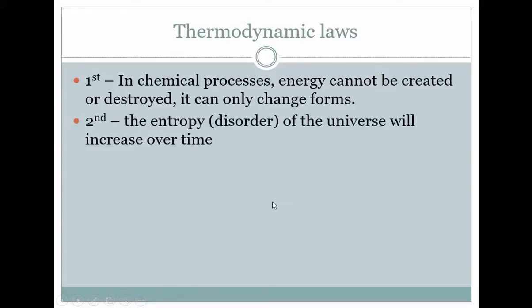And the second law of thermodynamics, in a nutshell, says that the entropy, which you can think of as the disorder of the universe, is going to be increasing over time. So the universe is getting steadily more chaotic and more disordered. Sort of like your room at home. Your room without your constant input will degenerate into a state of total disorder and total entropy.